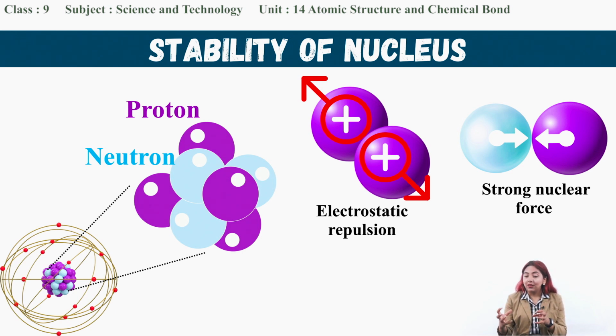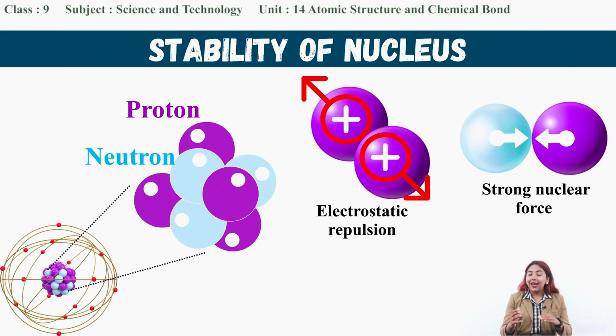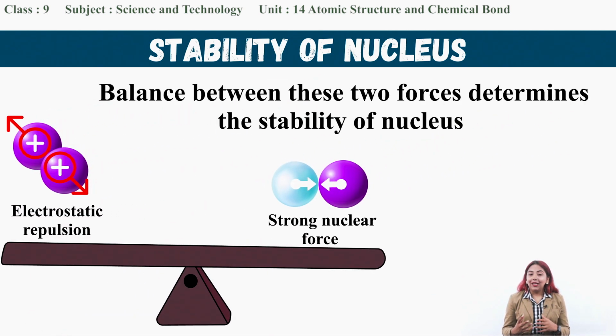And due to this reason, the nucleus is stable and it does not dissociate because of the presence of strong nuclear force that overcomes the electrostatic repulsion between the protons. So, the strong nuclear force between the neutron and the proton is the reason why the nucleus does not dissociate. So, we can say that the balance between these two forces, the electrostatic repulsion and the strong nuclear force, determines the stability of the nucleus.